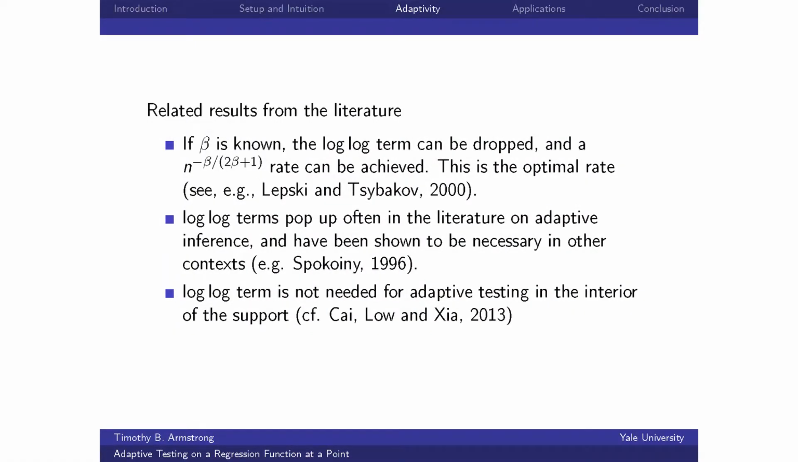Okay, so just comparing this to some results from the literature. If beta is known, you can drop the log n term, and it's optimal.